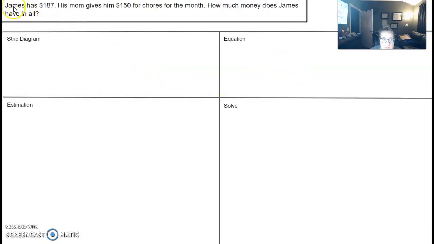The second question says, James has $187. His mom gives him $150 for chores for the month. How much money does James have in all? Again, you're going to do the strip diagram and the equation.